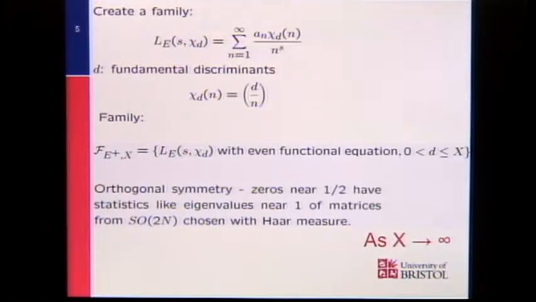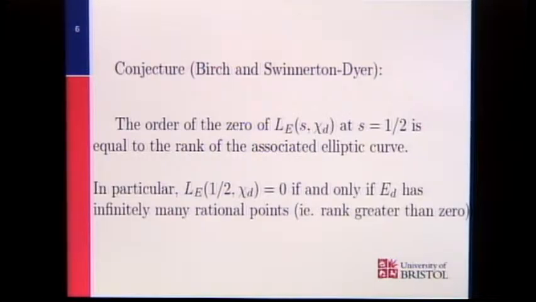The reason why this might be possible is thanks to the Birch and Swinnerton-Dyer conjecture, which relates ranks of elliptic curves to zeros of the associated L function. The statement is that the order of the zero of the L function, the kind we've been talking about, at s equals 1/2, that is at the critical point, is equal to the rank of the associated elliptic curve. So it associates the rank to the order of that zero at the point 1/2.